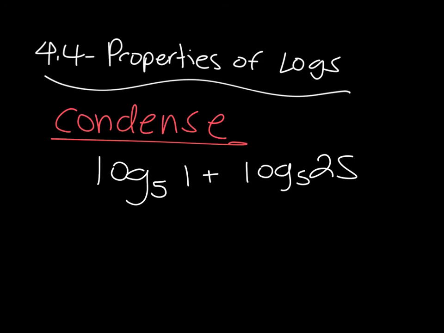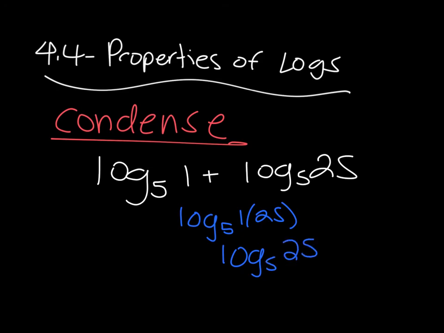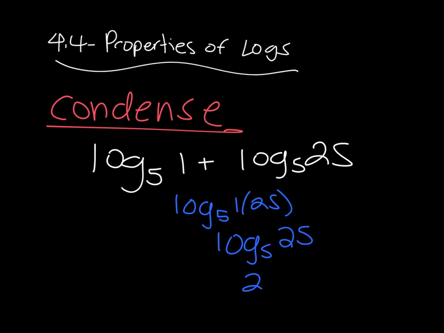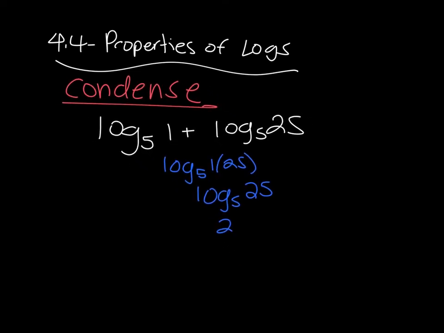So when I add and I condense, what happens to the big numbers? I multiply them. So this would become log base 5 of 1 times 25. And if it says simplify if possible, this becomes log base 5 of 25, and that would become 2. There is no written base for the little number. The little number is the base, so you read that as log base 5 of 1.